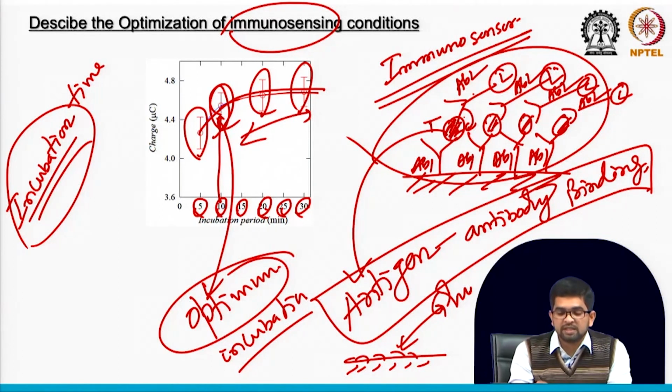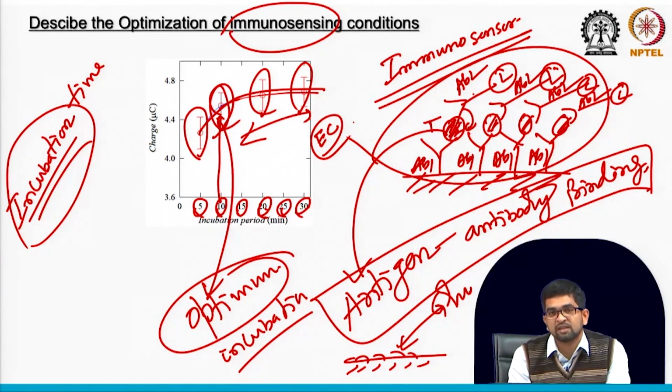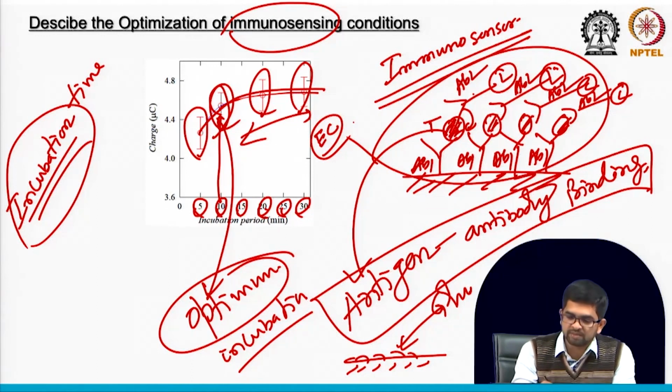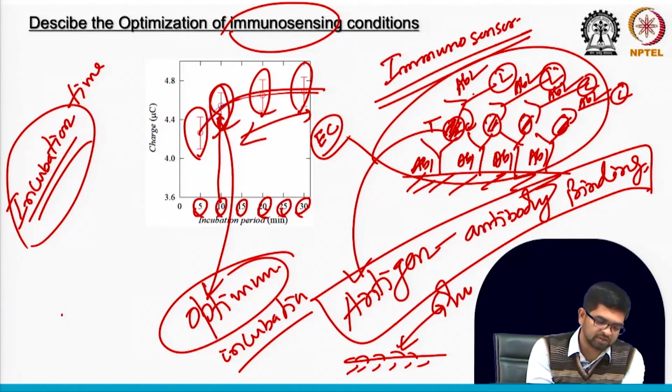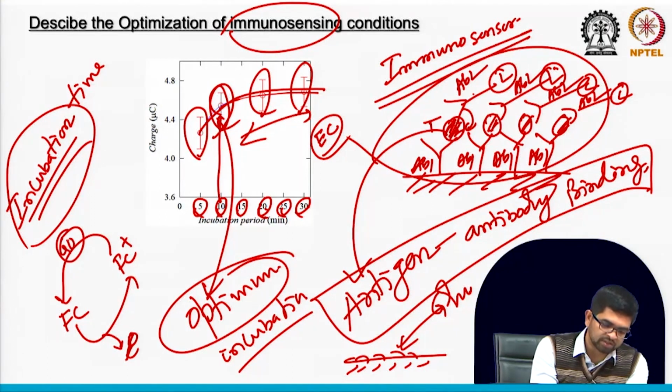Also, suppose you are using electrochemical redox cycling. For that you are using some chemical, right? You are using some ferrocene, which is oxidized to ferrocene plus, and then ferrocene plus is reduced back. For that maybe you are using the help of some glucose oxidase. So maybe you can use some glucose.